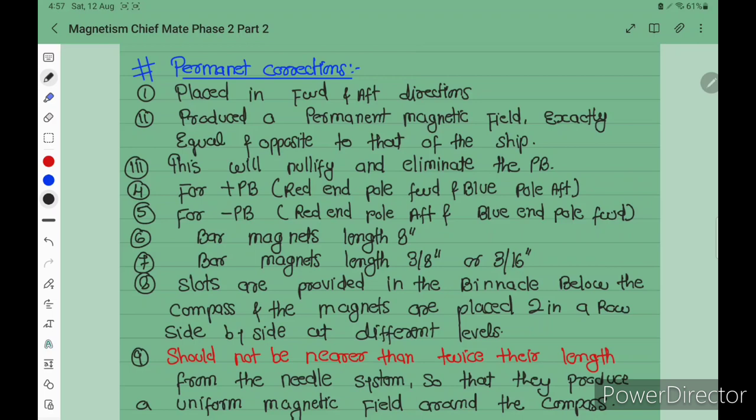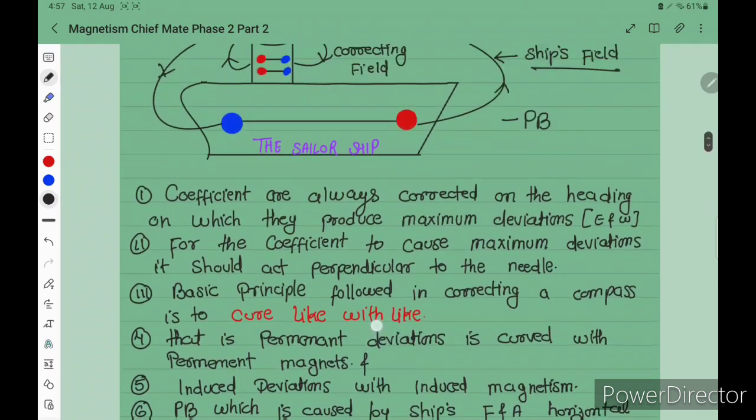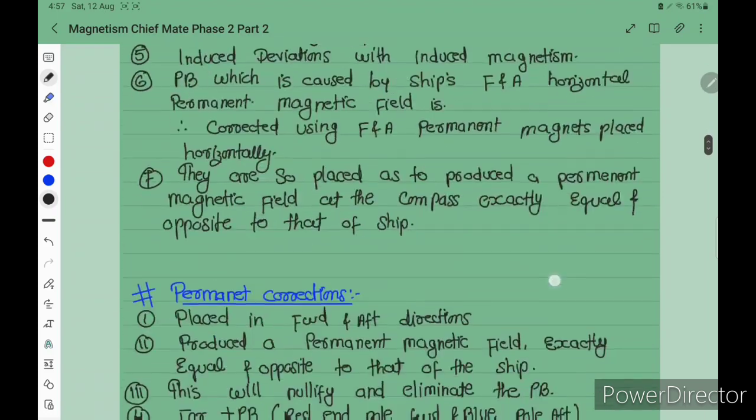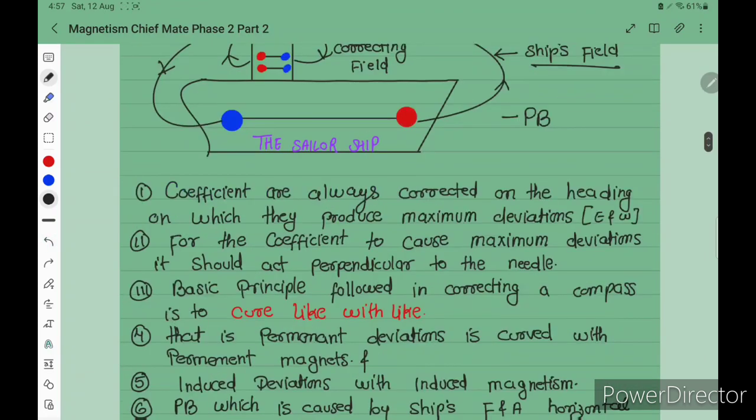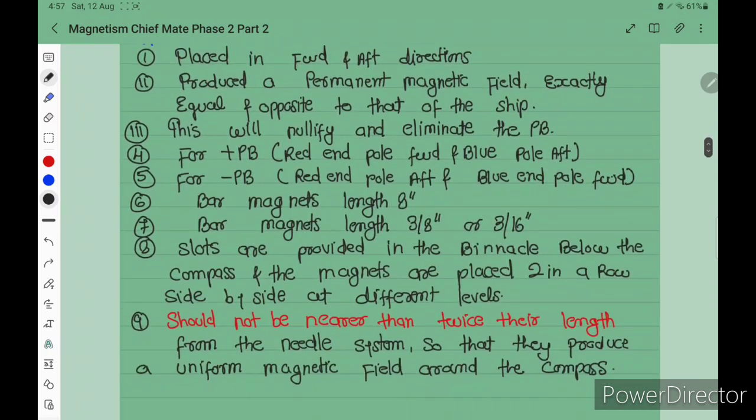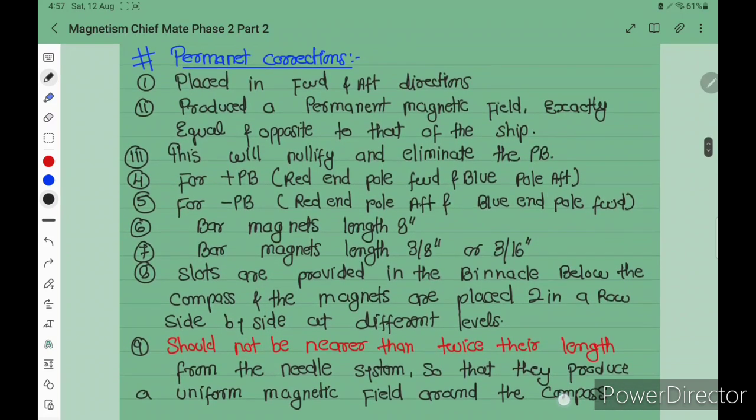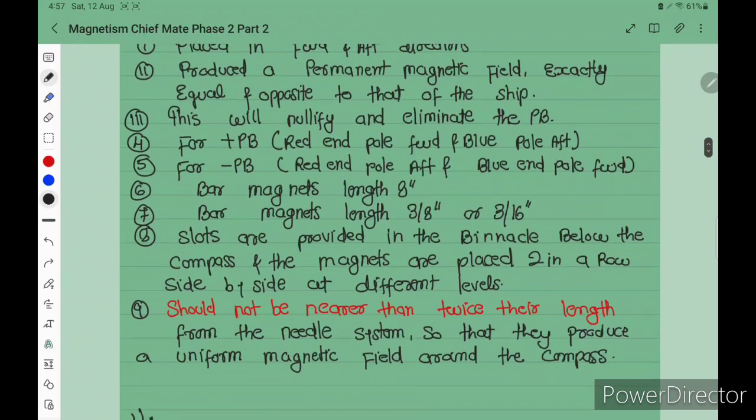Bar magnets, the bar magnet length, that means this length. The bar magnet length is 8 and the bar magnet diameter is 3 by 8 or 3 by 16. Slots are provided in the binnacle below the compass and the magnets are placed two in a row side by side at different levels. They should not be nearer than twice their length from the needle system, so that they produce a uniform magnetic field around the compass.